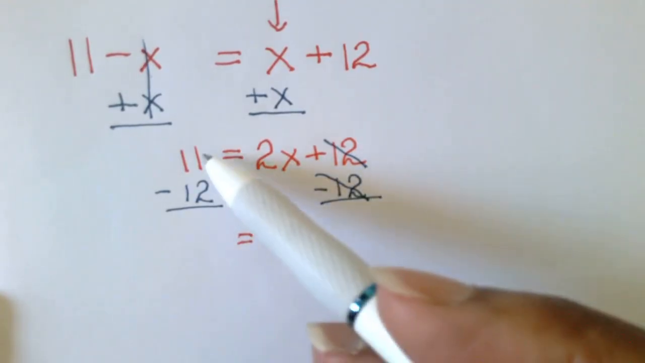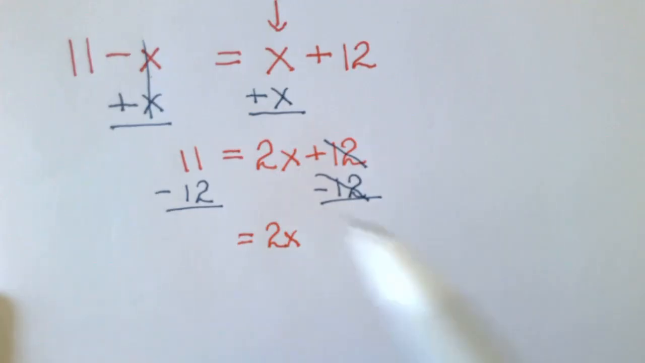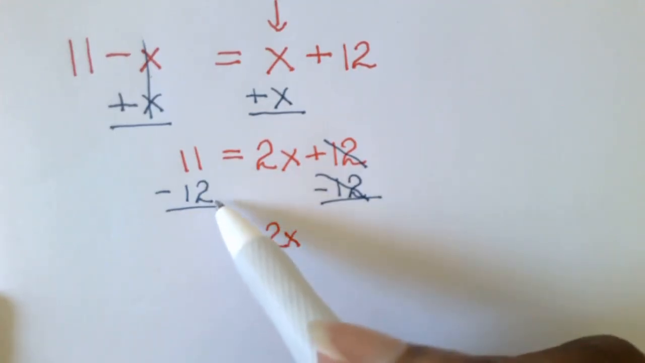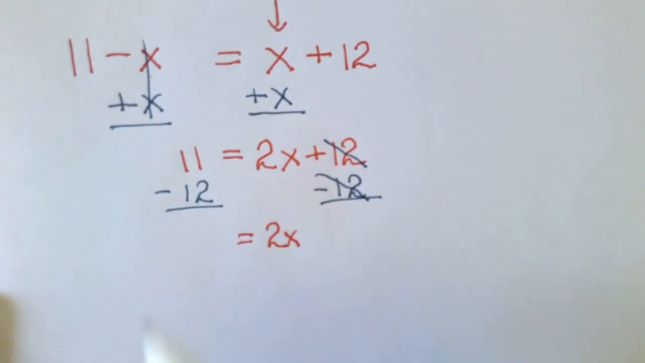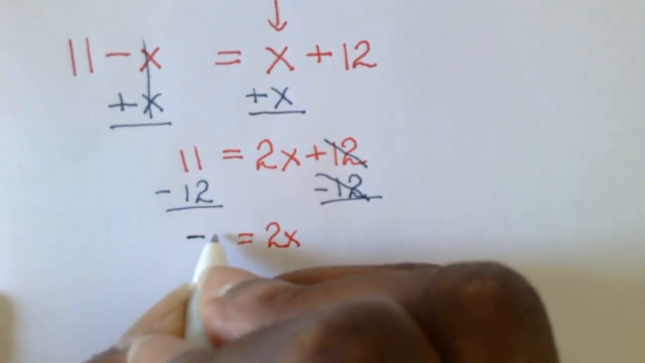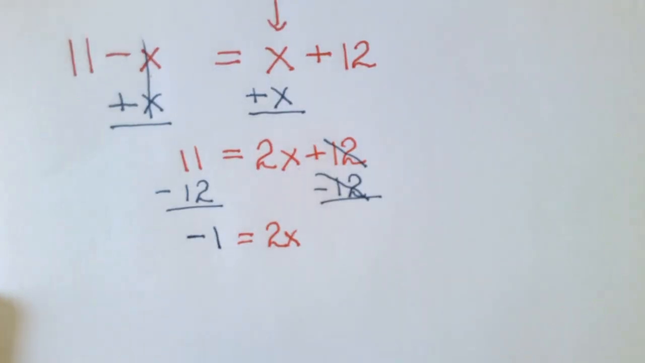Now we have 11 minus 12. So if I have $11 but I want to spend something that costs $12, that means I am short $1. There you go. Hey, Professor TK. Good morning. All right. So now, negative 1 equals 2x.